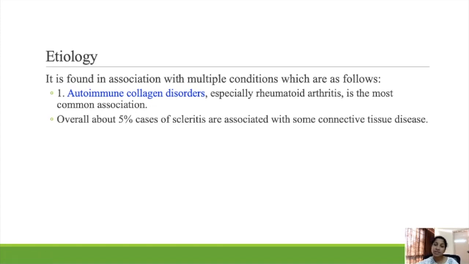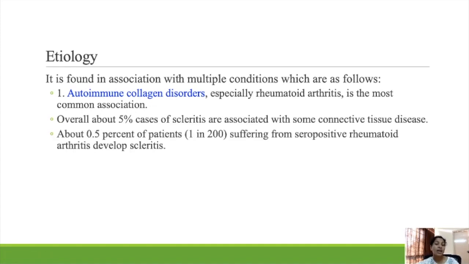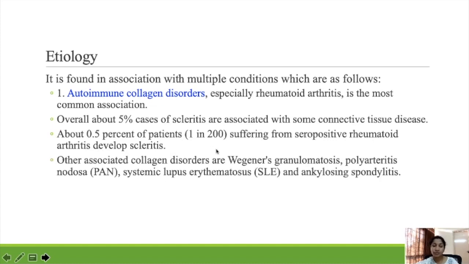So 5% of cases are associated with connective tissue disorders, and 0.5% of patients, that is 1 in 200 patients suffering from rheumatoid arthritis, will develop scleritis. Other associated collagen disorders are Wegener's granulomatosis, polyarteritis nodosa, systemic lupus erythematosus, and ankylosing spondylitis. These come under autoimmune collagen disorders.